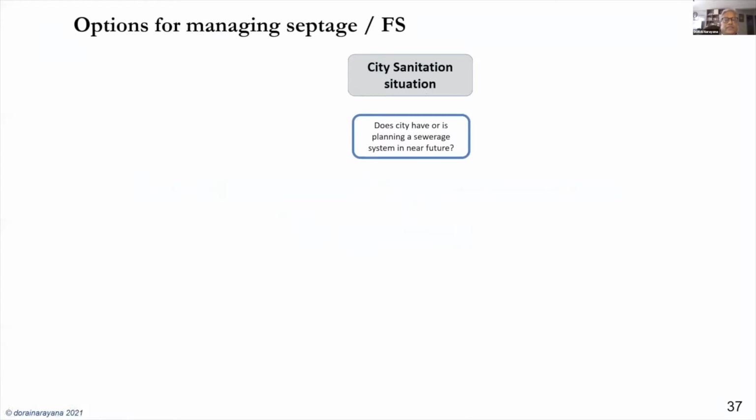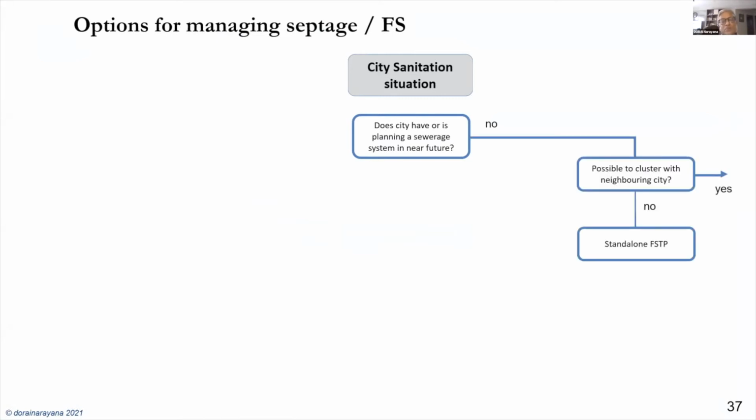So if you have a city, for example, the first question to ask is, does the city have a sewage treatment system now, or is it planning to have one in the near future? This is the first question. And of course, if the answer is no, then the potential for co-treatment is non-existent, right? So you could then have two options, of either looking for any neighboring cities where we could have a cluster. This is being done in some places. So you could cluster with a neighboring city.